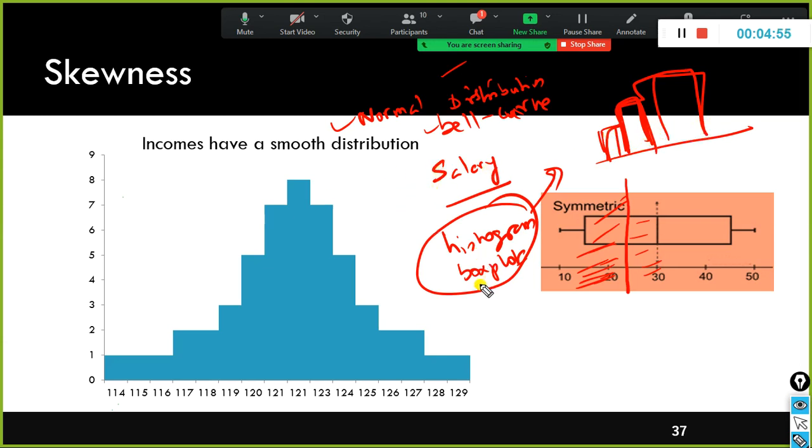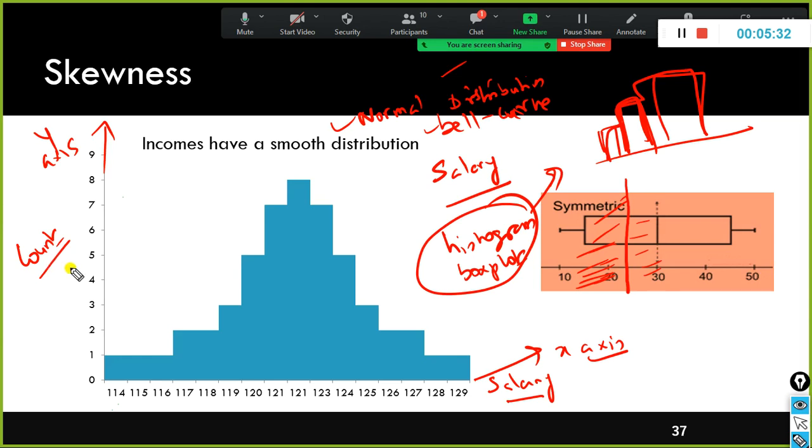So using a histogram or box plot, we can find out the type of the distribution. Let's say I have plotted salary on the x-axis. In a histogram, you can plot only the quantitative variable, and that too only on the x-axis. So what is the y-axis all about? For the histogram, it automatically counts the values. The y-axis displays the count.